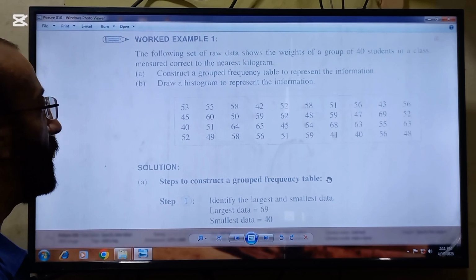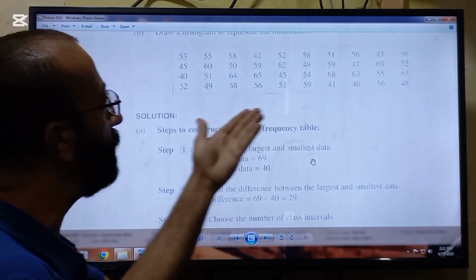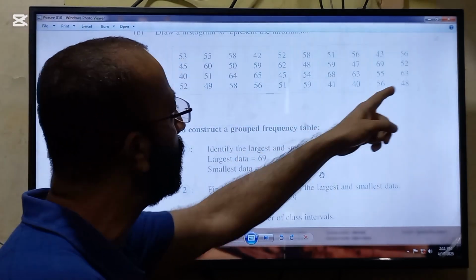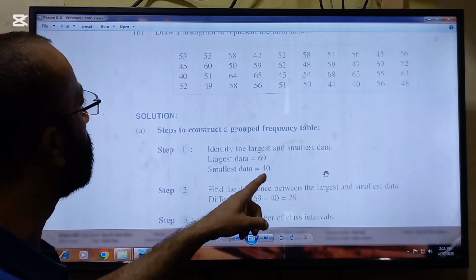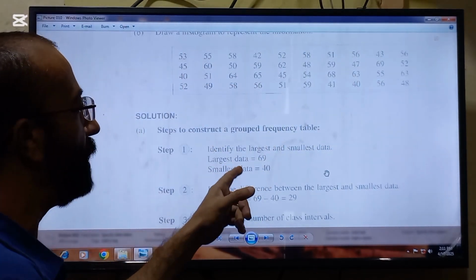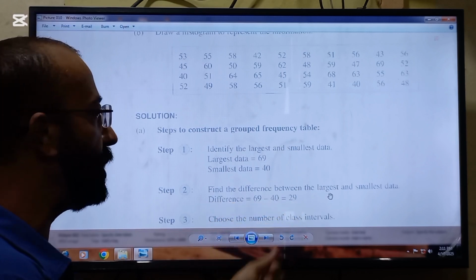So the method is, first we have to check the maximum and the minimum values in the data. For example, the largest value in the data is 69, that is here, and the smallest value is 40, that is here. So first we have to check the maximum and the minimum values and then find the difference between them. So the difference is 29.